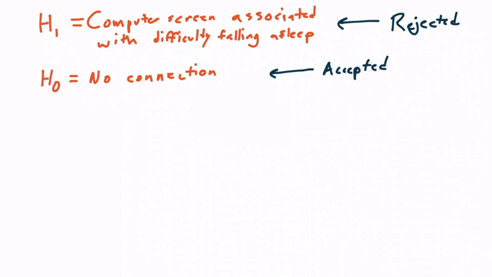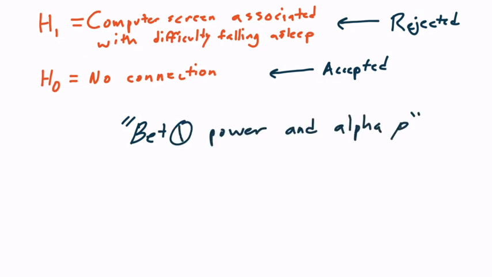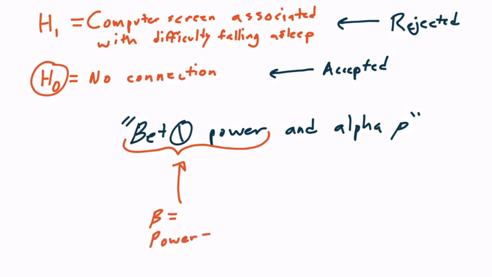Recall our mnemonic, which is beta power and alpha p. So which part of this mnemonic are we focused on? Well, we accepted the null, which means we are thinking about this part of the mnemonic, which means we should think about the chance of making a beta error and be thinking about our power. The power in this study is 0.96, or 96%. That means that our chance of making a beta error is 0.04, or 4%, thus answering our question.